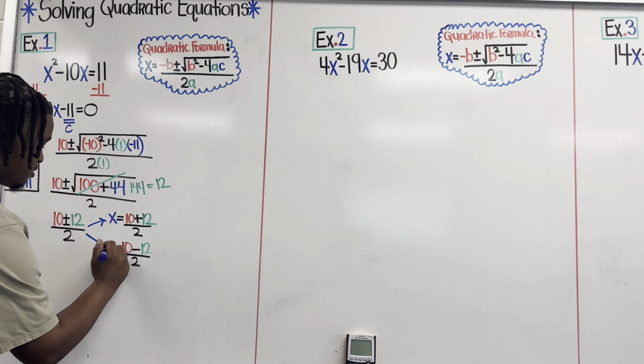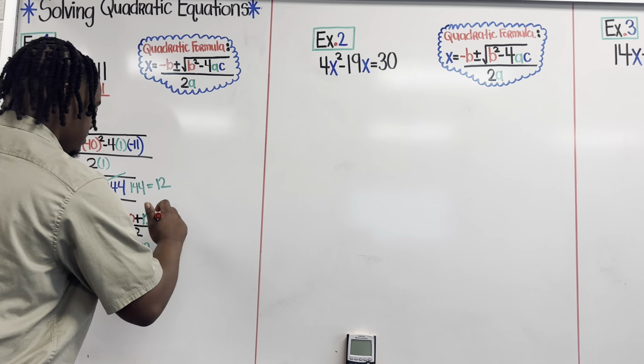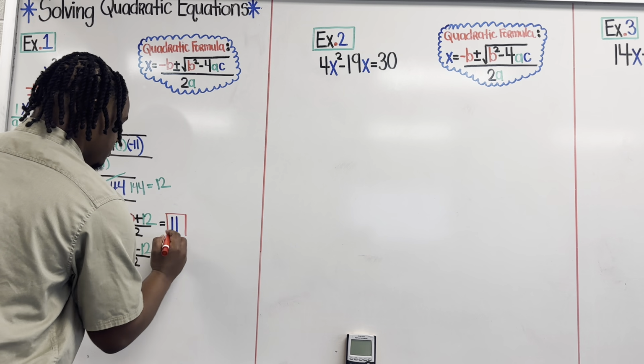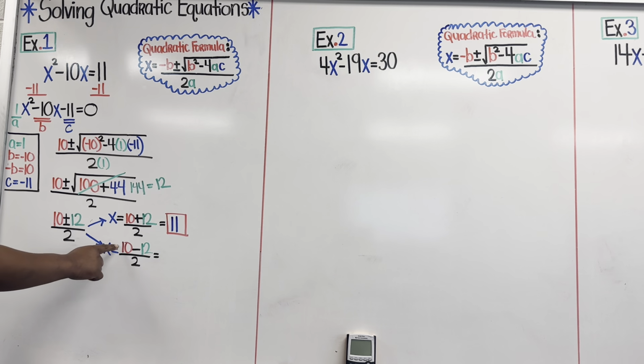We're down to the final step. All we have to do is solve these, and we'll have the two possible values of x that will make this whole equation true. 10 plus 12 is 22. 22 divided by 2 is 11. So one possible value of x is 11. Then the second one: 10 minus 12 is negative 2. Negative 2 divided by positive 2 is negative 1.